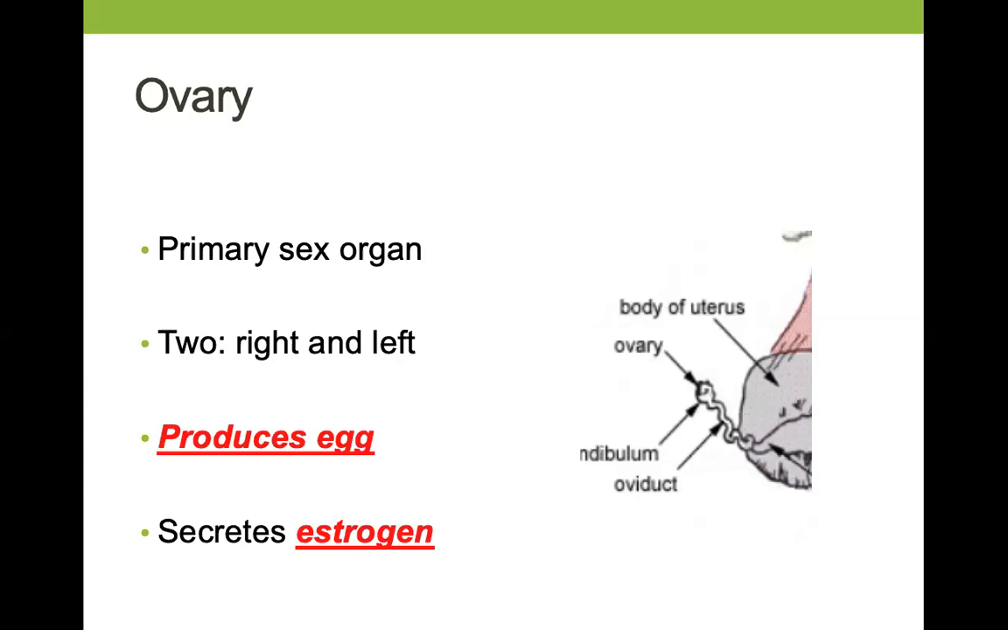That means that the ovaries are going to be producing one of our main hormones of reproduction. Remember, we talked about the testicles in the male. The ovaries are the homologue, so they're the equivalent to the testicles. They produce the egg, and then they also produce one of our major hormones of reproduction, which is estrogen.